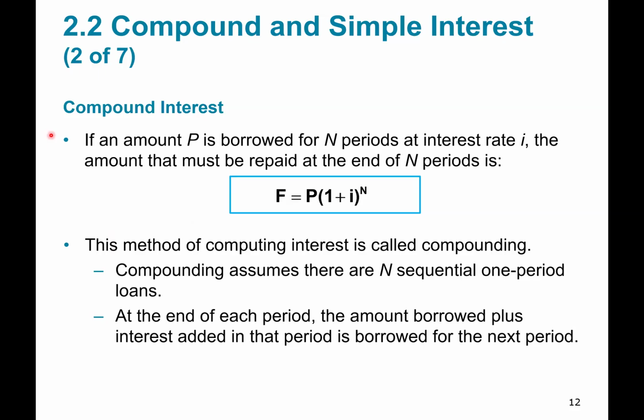Compound interest: if an amount P is borrowed for n periods at an interest rate i, the amount that must be repaid at the end of n periods is F equals P times (1 plus i) to the exponent n. This n is very key. This method of computing interest is called compounding. Compounding assumes there are n sequential 1-period loans, and at the end of each period, the amount borrowed plus interest added in that period is borrowed for the next period.